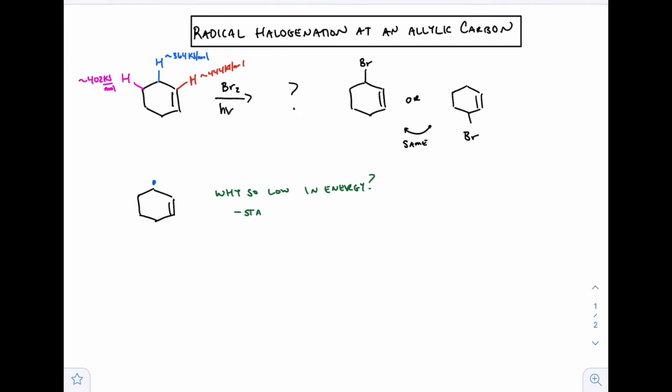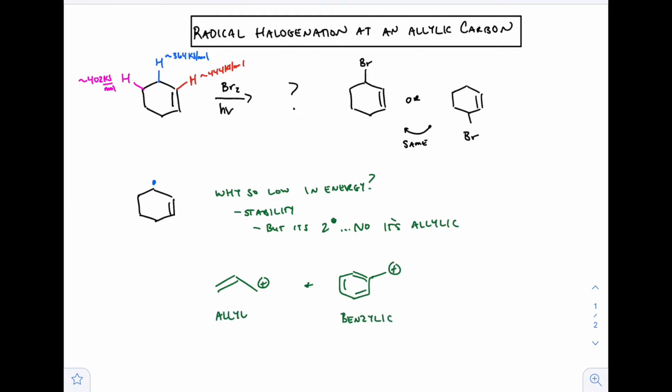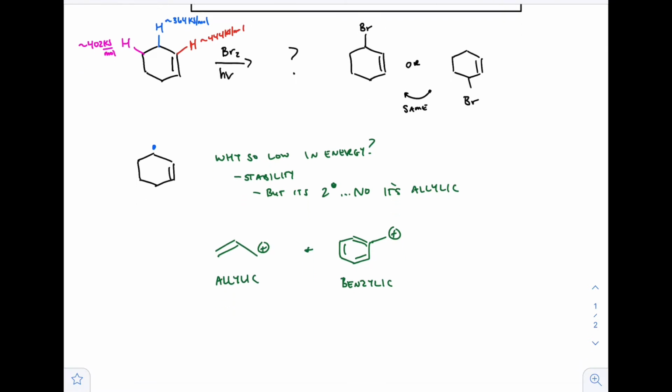And so the question is, why is this so low in energy? In theory, it's so low because it's stable, but it's a secondary C-H, right? Well, not technically, because it's an allylic C-H. That's different than the adjacent pink C-H, which is significantly higher in energy. I just want to remind you that allylic carbocations and benzylic carbocations were pretty stable. Even though they might seemingly be primary carbocations, they aren't. That was because of resonance.